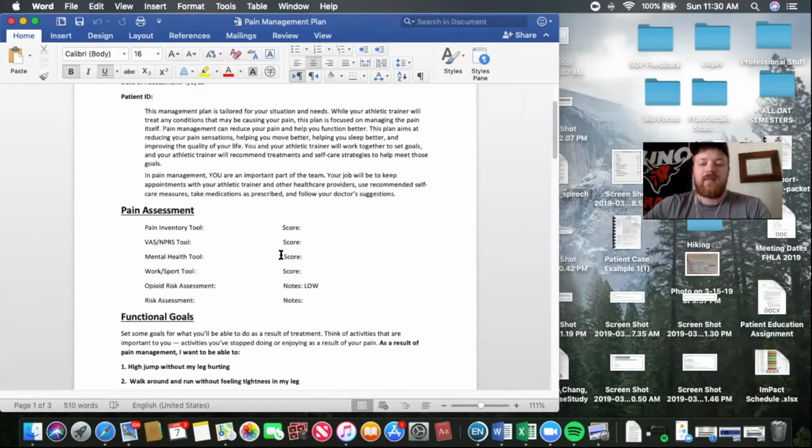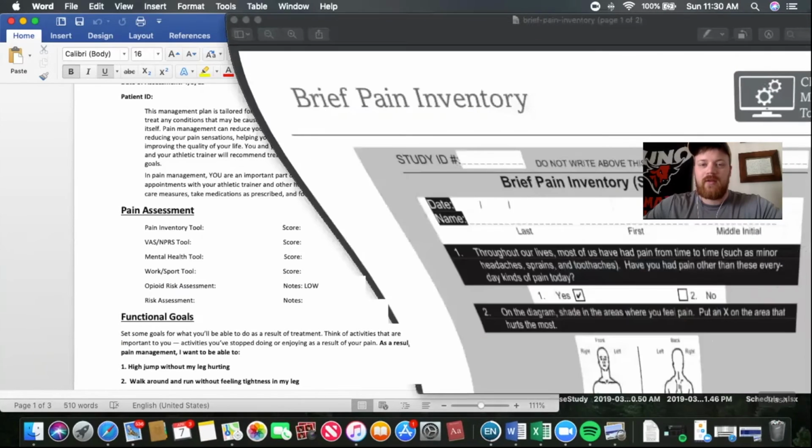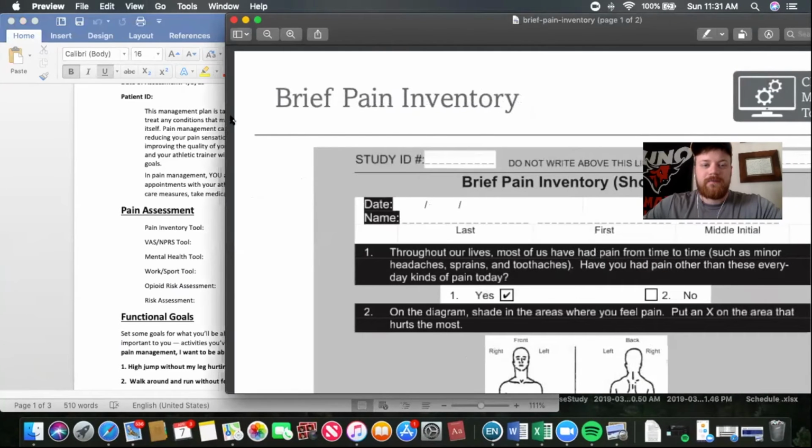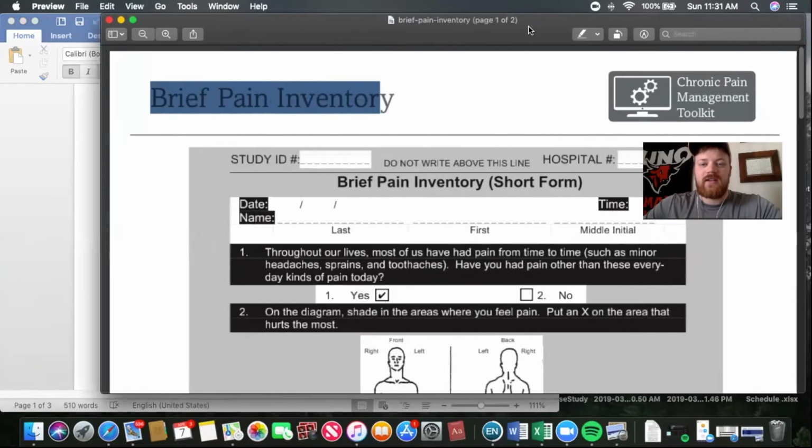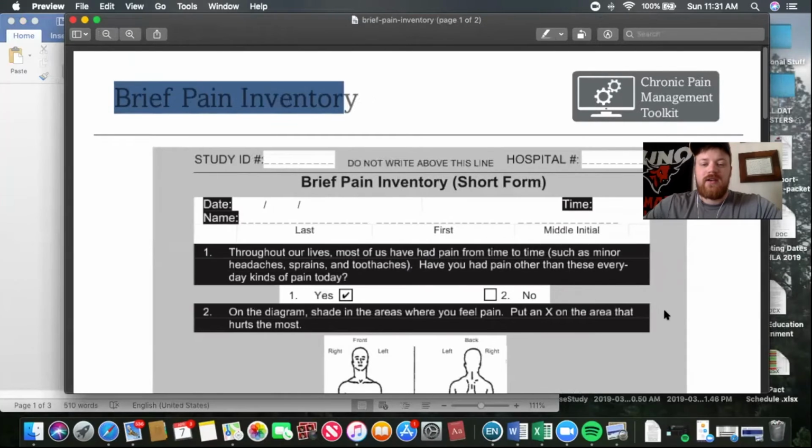So with him, he usually likes to come in about 15 minutes after school, where I'm in the heat of things, getting everybody in and out. So I was able to do the brief pain inventory, which I can pull up real quick. And I actually kind of like this. This was kind of cool. It was a little nostalgic for me.